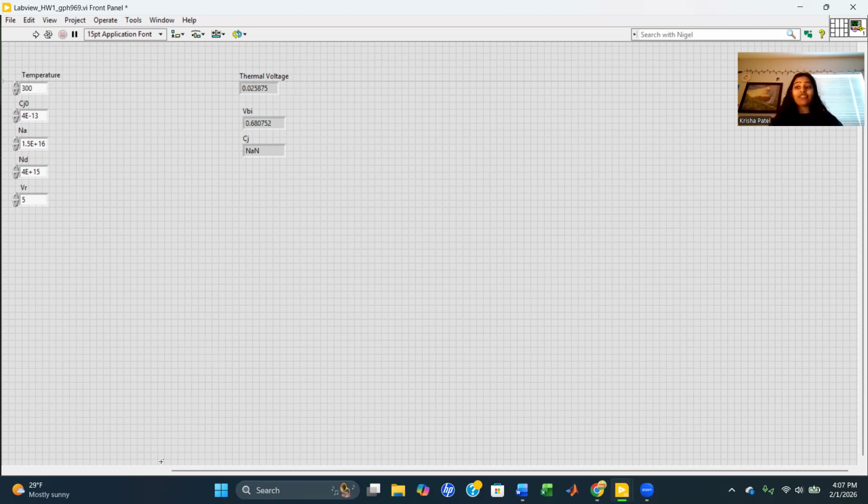As you can see here, I have run a VR value of 5, and our junction capacitance was not calculated, as it's the only one of those 3 outputs that requires a VR. So we had a thermal voltage and our built-in voltage that went ahead and got calculated since they do not require the use of VR. So now we can use a value like -1.